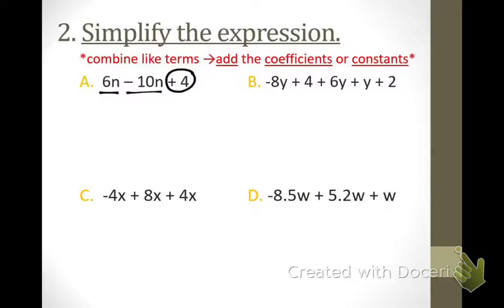That's a different term. Now what I have to do is combine the like terms. Let's combine the n family. I have 6n and negative 10n. Class, is that the same sign or a different sign? Different sign. Same sign, add and keep. Different sign, subtract and take. So what would 6n minus 10n be?